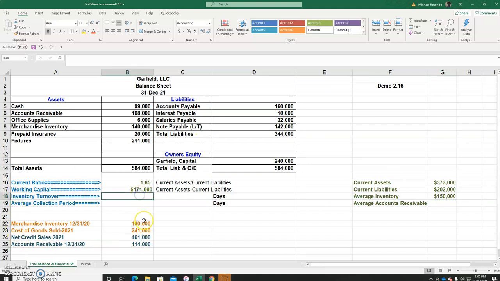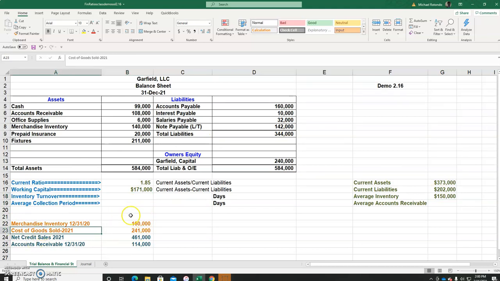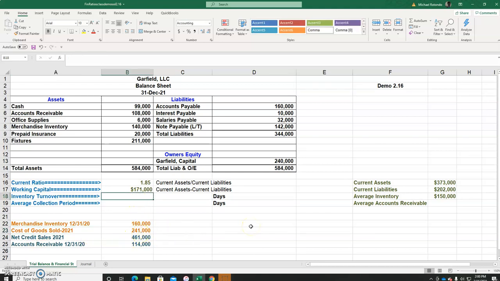So we will need the cost of goods sold, which we have here. If we had the income statement, we wouldn't need this here, but we don't. So we're going to take the cost of goods sold of $241,000, and we're going to divide it by the average inventory of $150,000. So that's going to give us 1.61. That's telling us we're turning over our inventory 1.6 times per year. So not a lot.